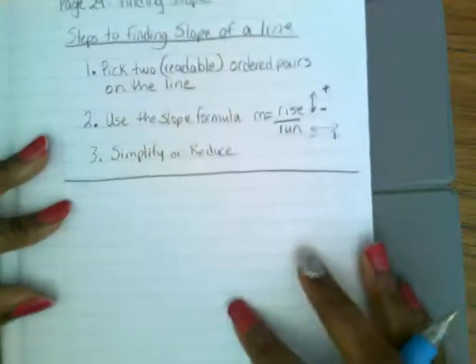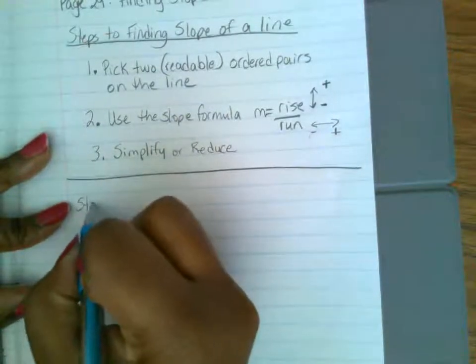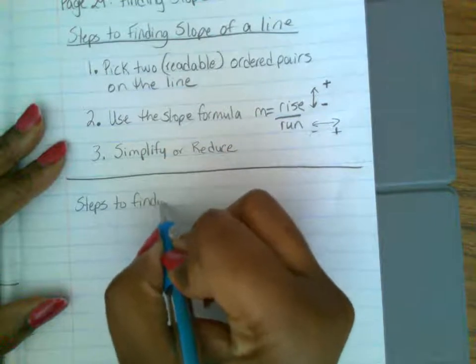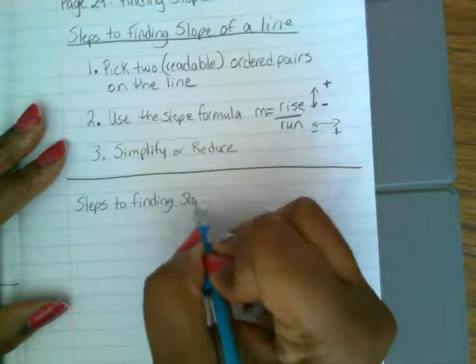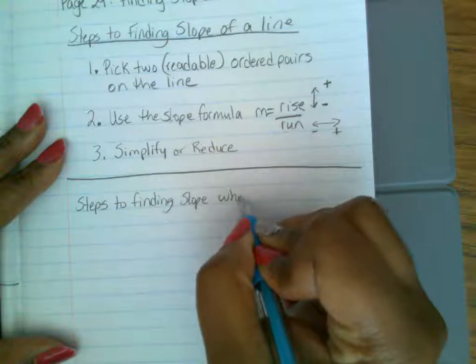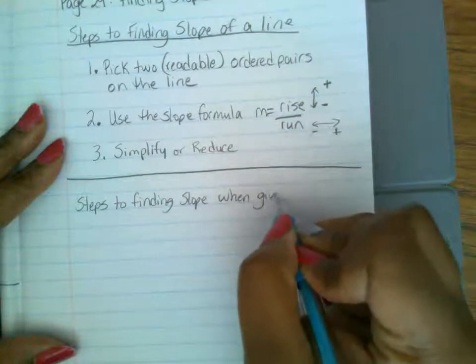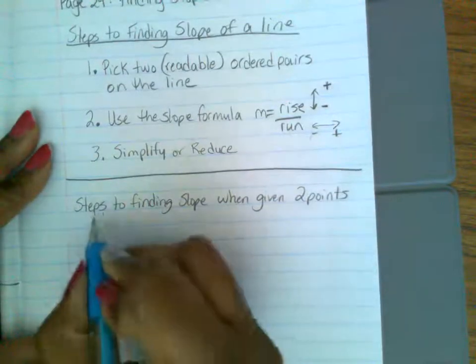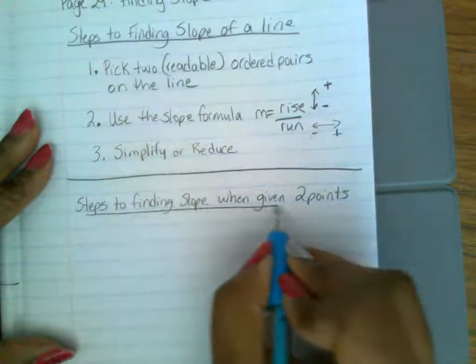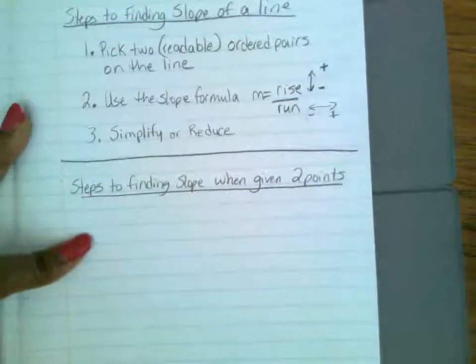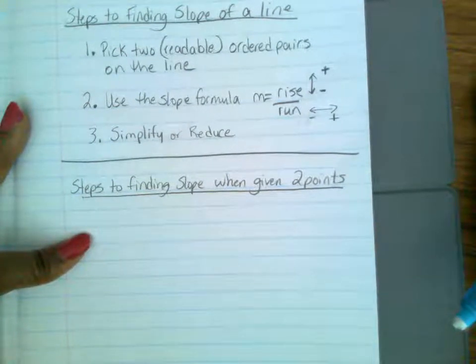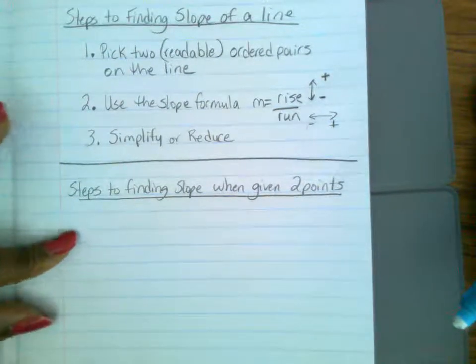We're going to do steps. Steps to finding slope when given 2 points. Okay? I'm going to pause. I'm going to pause for the notes, guys. Make sure you got this written.